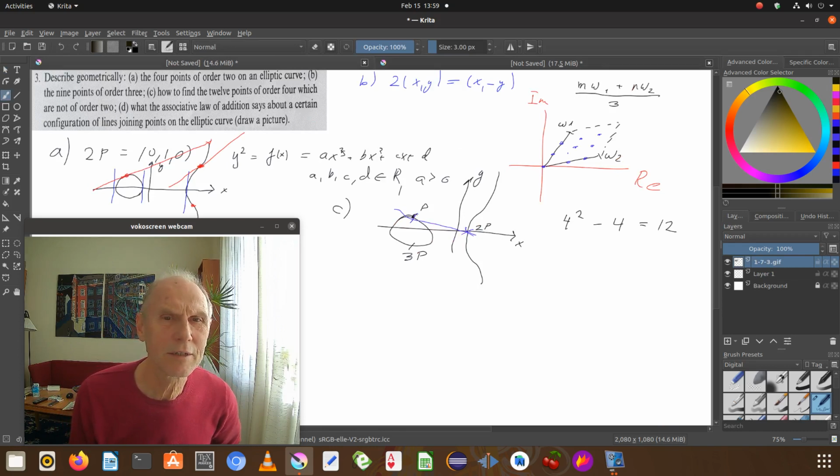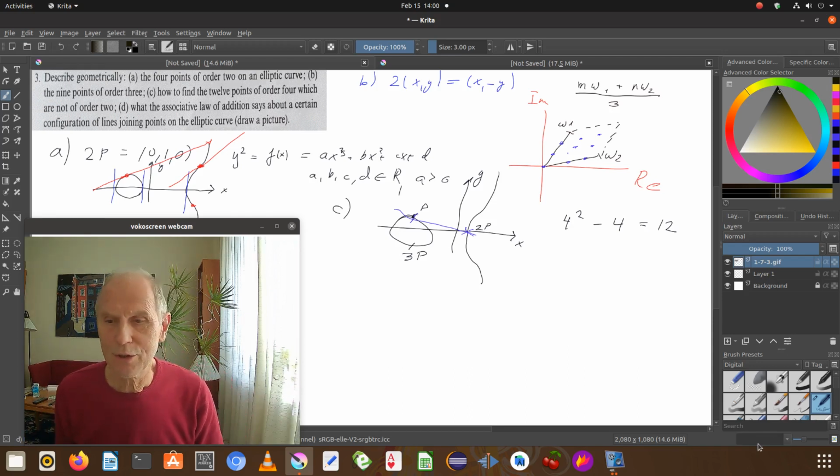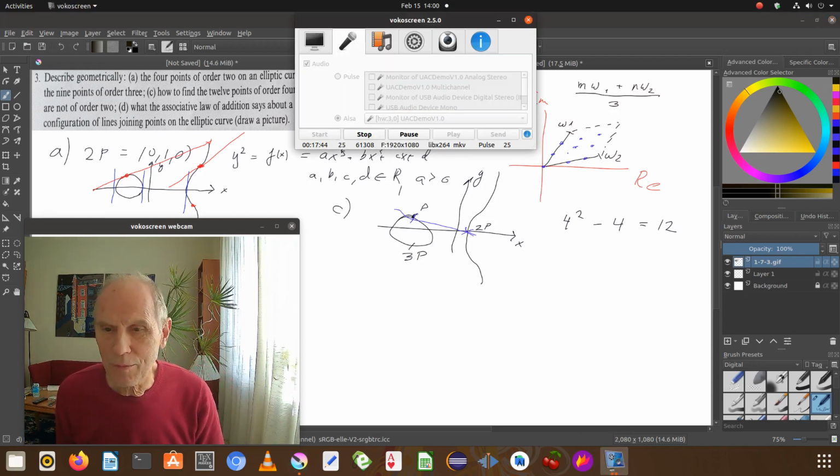It says something about a certain configuration of lines joining points on the elliptic curve. Yeah. So I leave it at that.